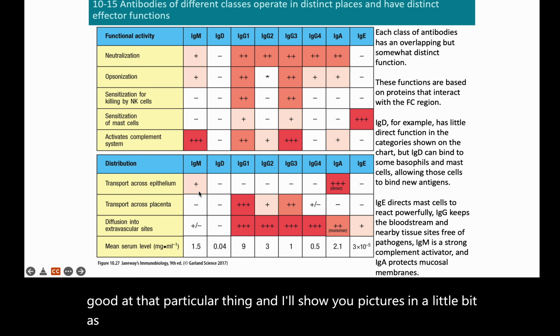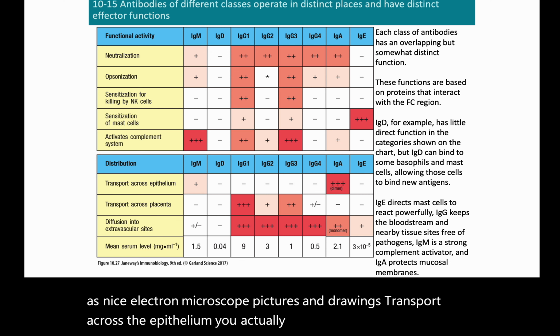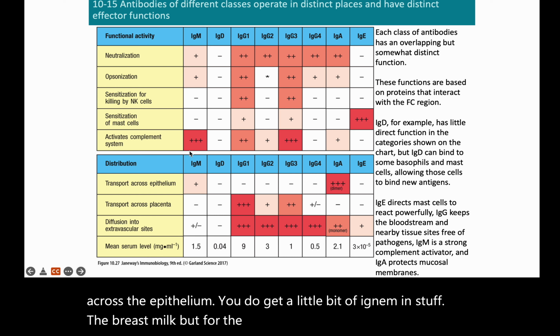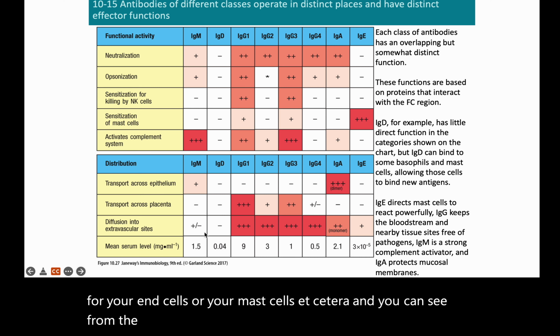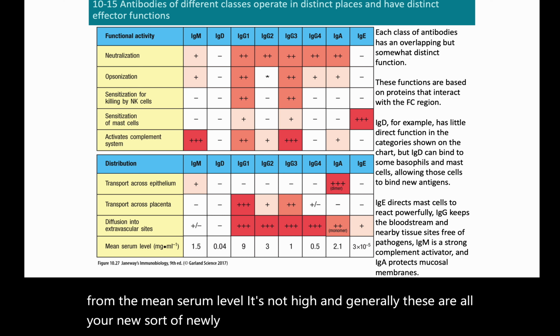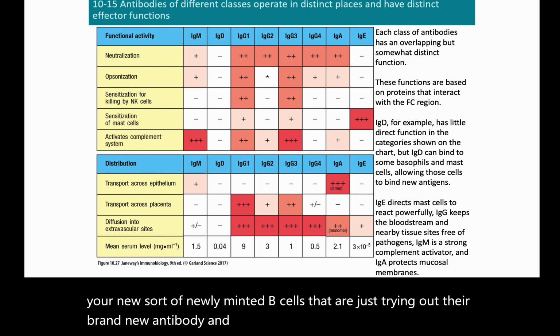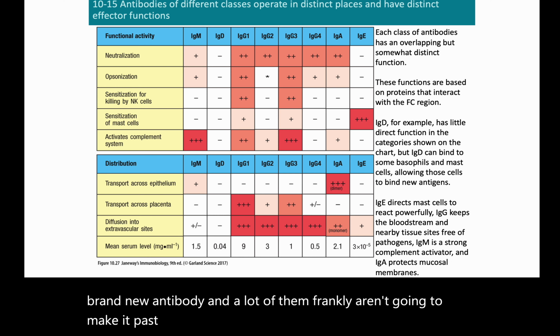There's nice electron microscope pictures and drawings. Transport across the epithelium, you actually do get a little bit of IgM in stuff like breast milk. But for the most part, it's not going to do anything for your NK cells or your mast cells, etc. And you can see from the mean serum level, it's not high. And generally, these are all your newly minted B cells that are just trying out their brand new antibody. And a lot of them, frankly, aren't going to make it past the IgM stage, but they did great to get this far, so fine.